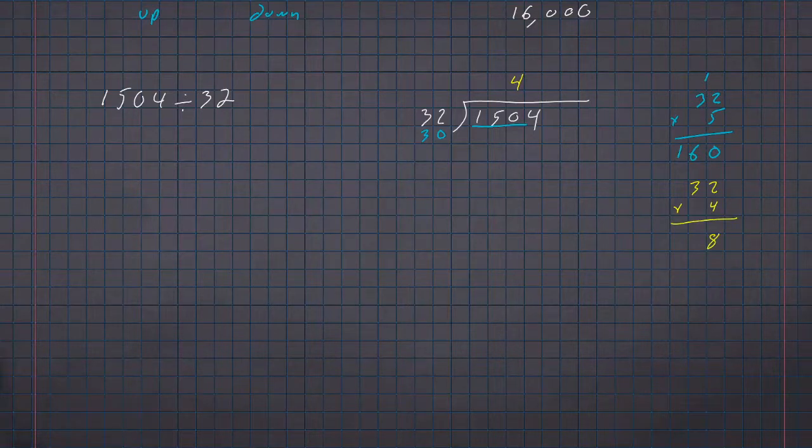4 times 2 is 8. 4 times 3 is 12. So 32 times 4 is 128. Write down 128 and subtract it. You get 22. 22 is less than 32, and that's important.